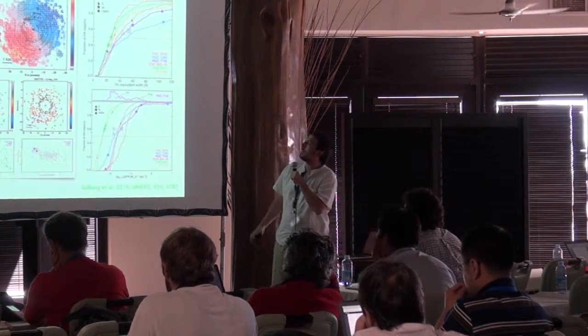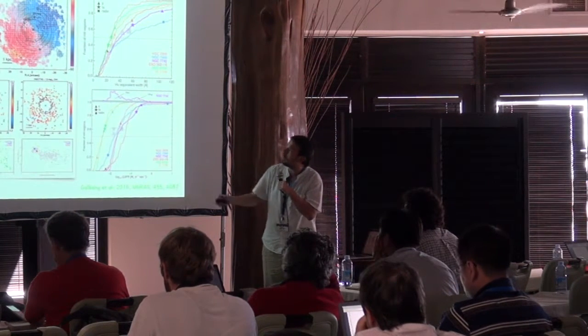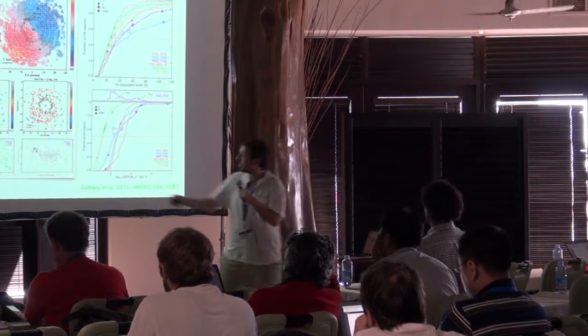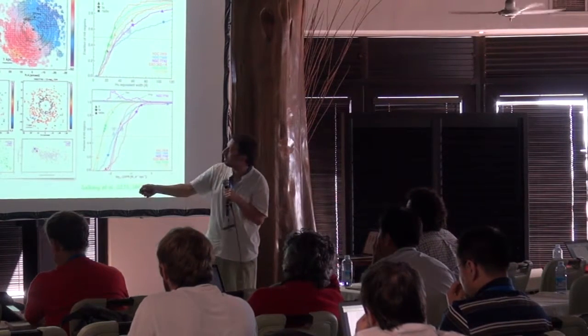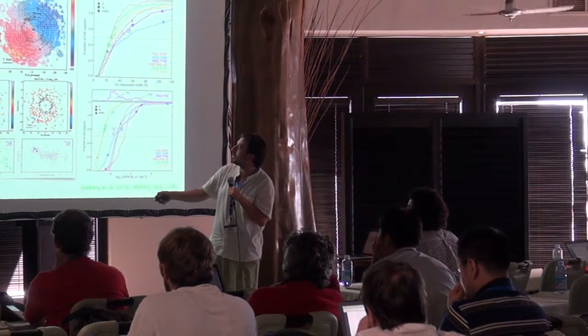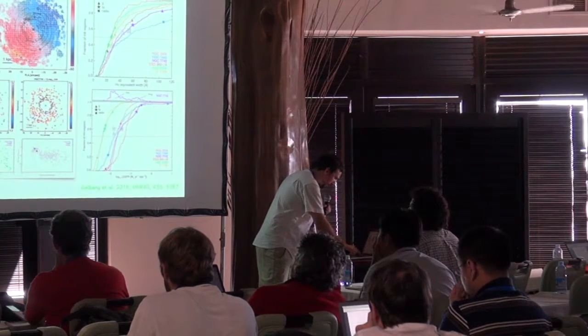Here I just show a few maps: H-alpha maps, a rotational velocity map, this is H-alpha equivalent width, this is average age, and this is metallicity and the gradient. We see how it goes up, and that's great.